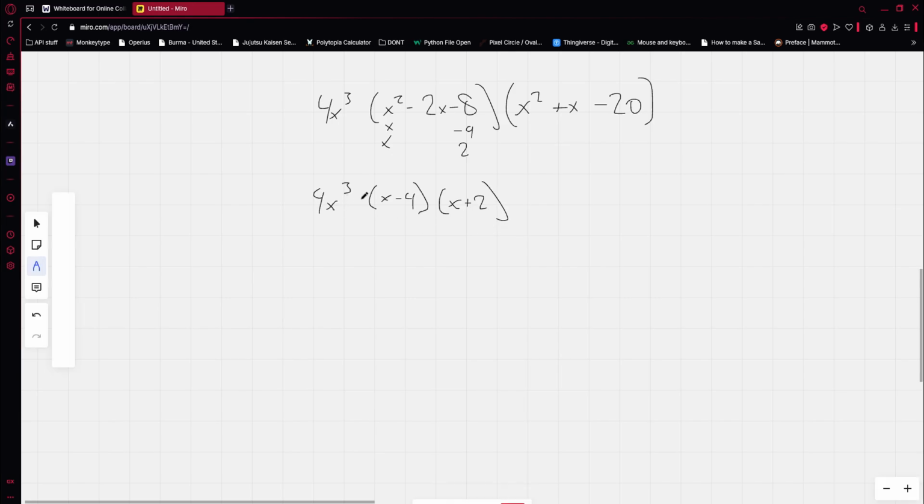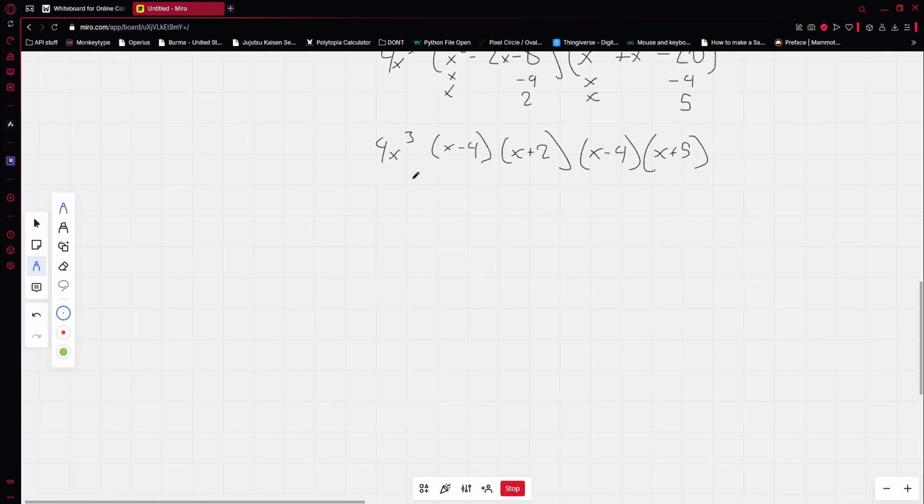Right? Okay. Let's factor this next one. x, and then if we have negative 4 and then 5, negative 4 combined with 5 is just positive 1. That's what we get. And so we have x minus 4 and x plus 5. This looks a lot more familiar. This is what we're used to dealing with.